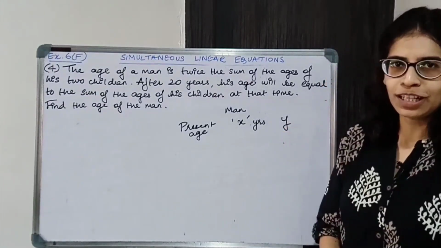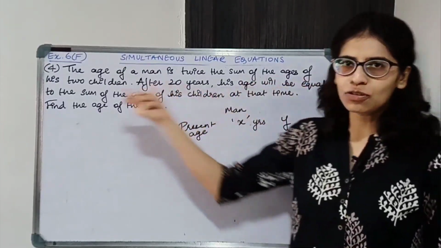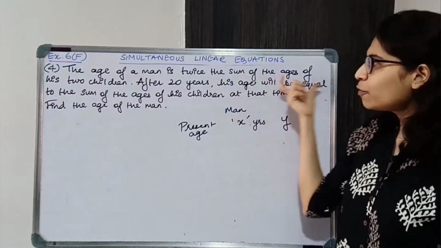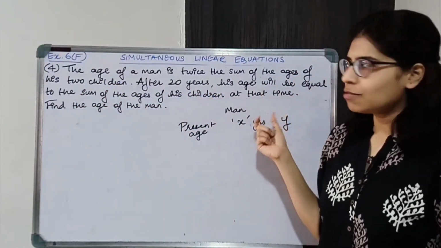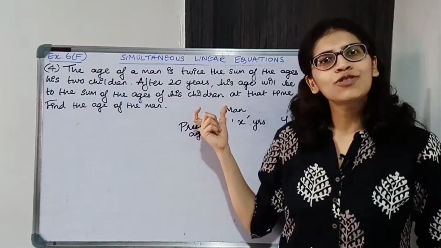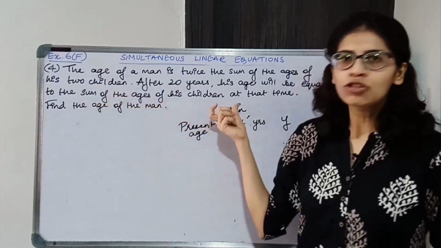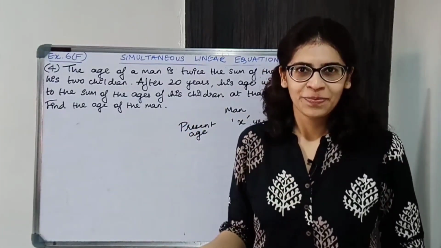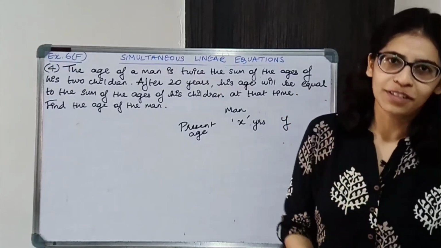Read the question carefully. The age of a man is twice the sum of the ages of his 2 children. His age is related to the sum of the ages of the 2 children. Second condition, after 20 years his age will be equal to the sum of the ages of his children. Here also the man's age is related to the sum of the ages of his children. So what are you going to take as y? y will be the sum of the ages of his 2 children.